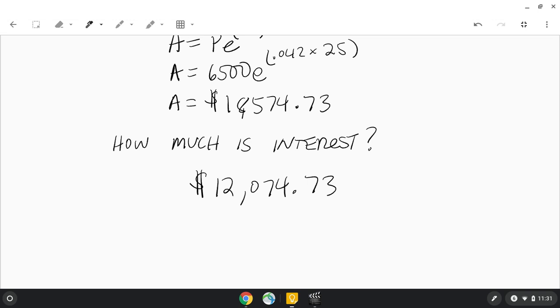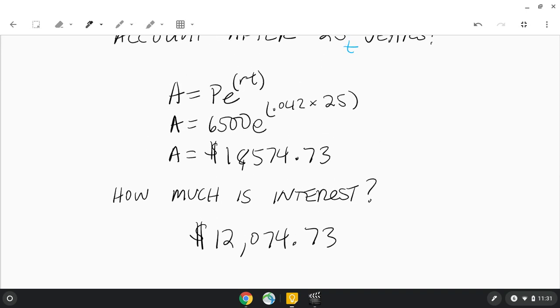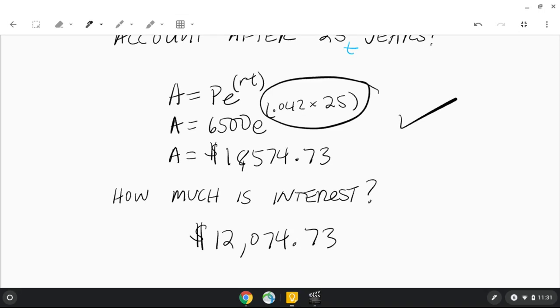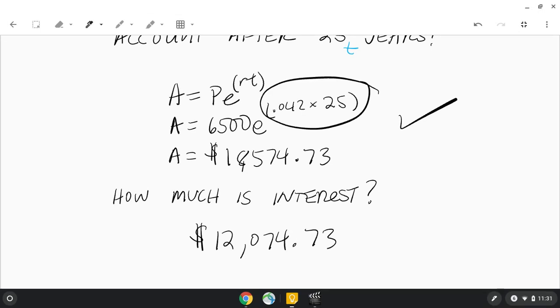That is basically it. All of the problems that are compounded continuously pretty much work this way. The important thing is being able to keep your exponent in parentheses and making sure that you know how to enter your number E on your calculator.